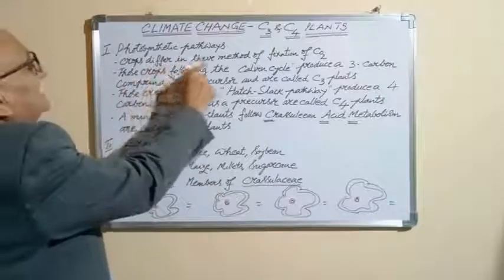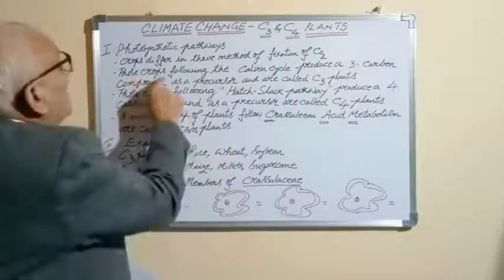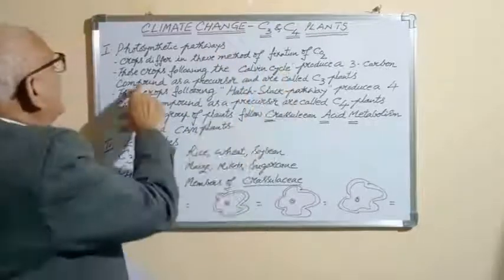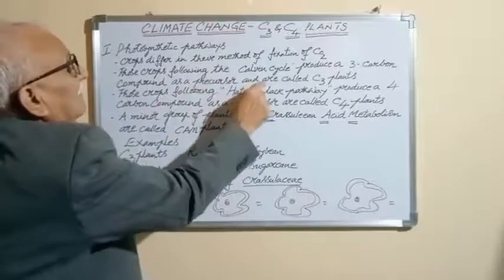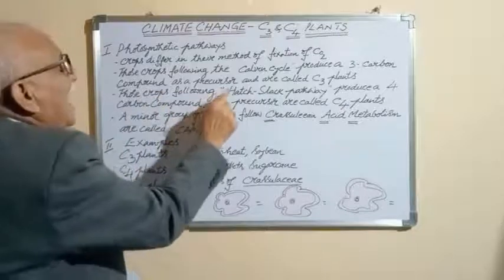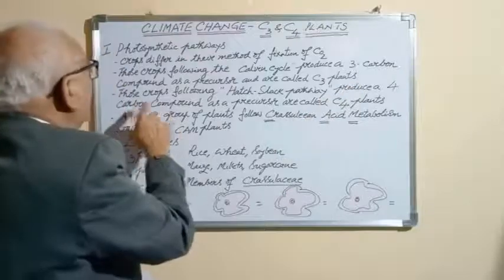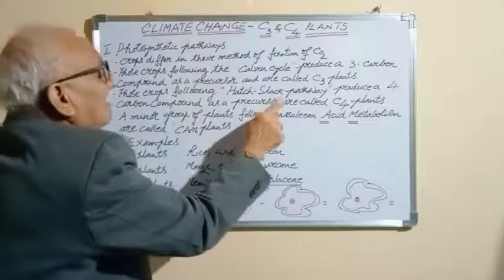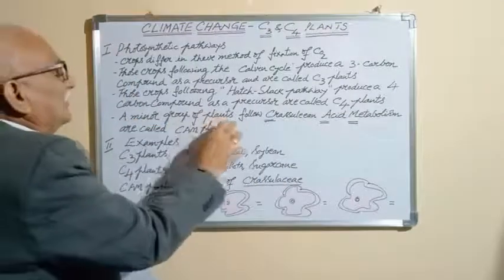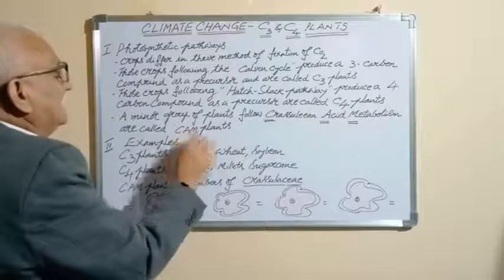Crops differ in their method of fixation of CO2, carbon dioxide. Those crops following the Calvin cycle produce a 3-carbon compound as a precursor and are called C3 plants. Those crops following the Hatch and Slack pathway produce a 4-carbon compound as a precursor and are called C4 plants. Of course, a minor group of plants follow crassulacean acid metabolism and are called CAM plants.